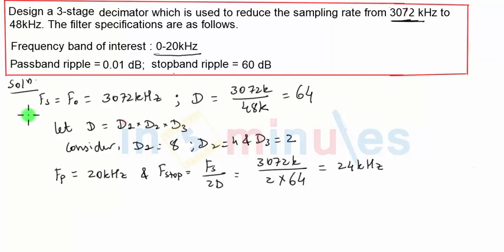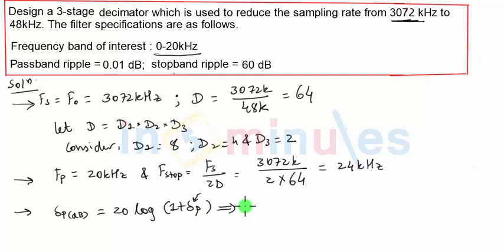So we have basically defined D1, D2, D3, we have defined FP and F stop, and then we will do a small calculation because the passband and stopband ripples are given in dB. Now I don't want their values to be in dB. So the formula goes something like this. Delta P in dB is equal to 20 log of 1 plus delta P. So it is this delta P that I require.